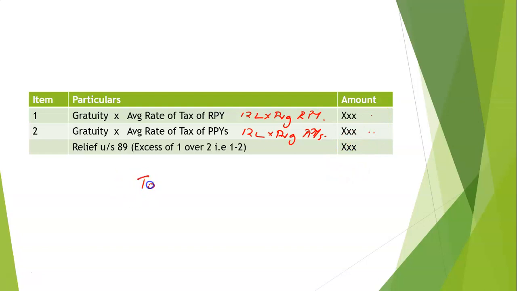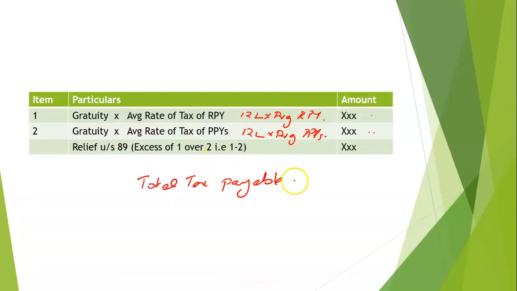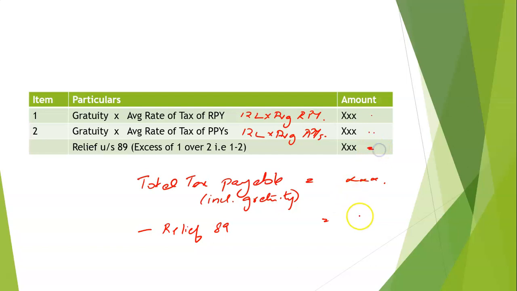So, find your total tax payable as per this amount. So take that amount, that is your total income including gratuity. From that you have a relief in section 89, that is as per this table. That will be your total tax liability. Clear, right? Pretty simple, right?